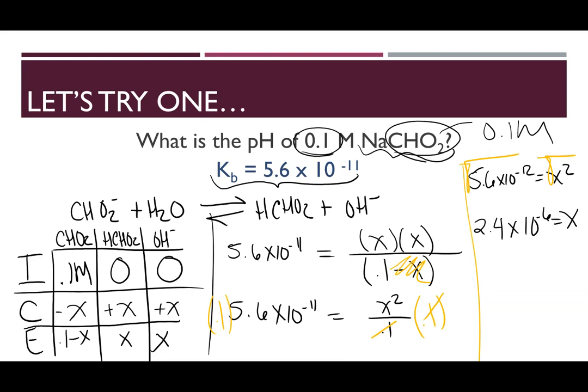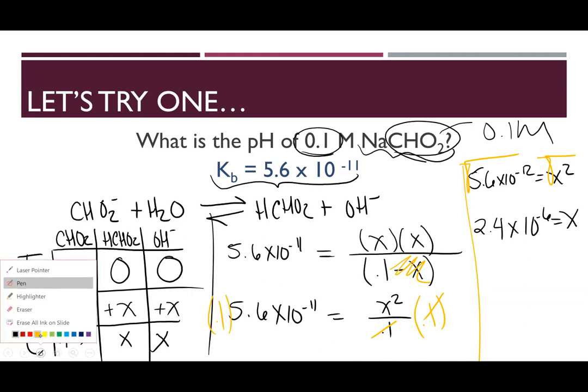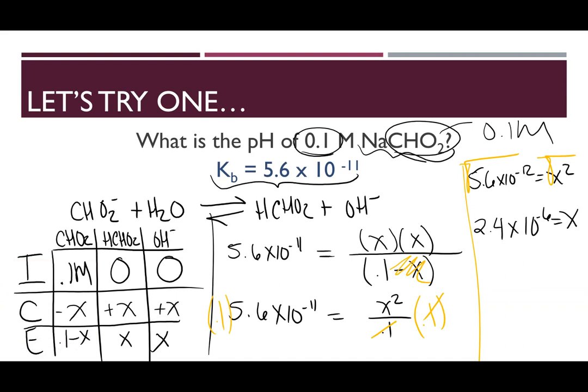Okay. So I'm just going to validate this really quickly, make sure it was valid. So we would take 2.4 times 10 to the negative 6 divided by 0.1 times 100 to make it a percentage. And this is 0.002%. So very much that was valid, well under that 5%. All right, great. We solved for X, but what does that even mean?